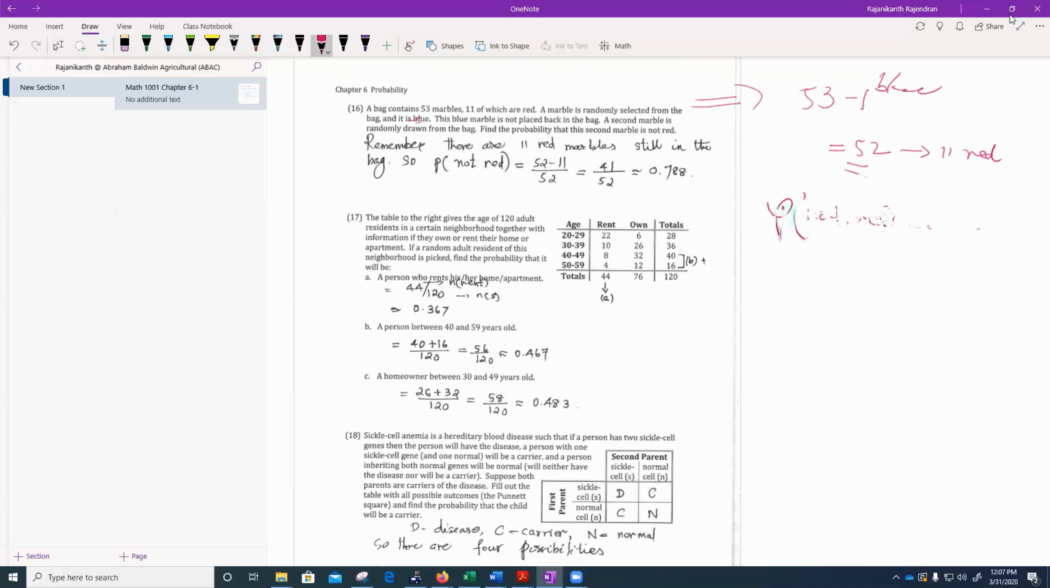Remember, for the second time, I now have 52 in my sample space. Out of 52, how many of them are not red? Take away 11, because 11 are red. So if you subtract 11 from 52, you get the remaining which are not red. That means it is 41 over 52. You see, understanding the problem.